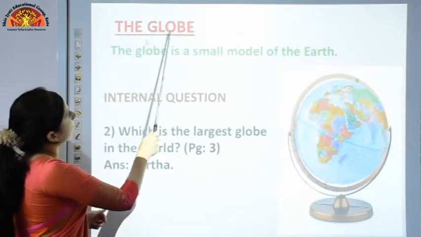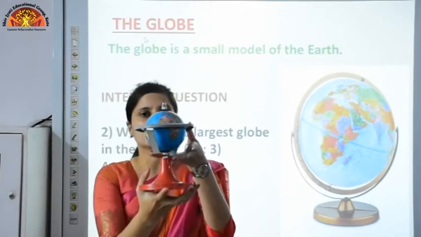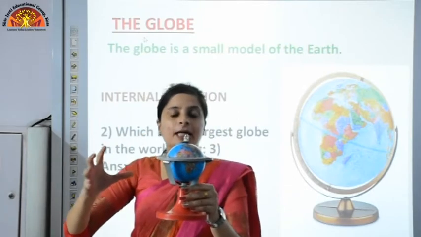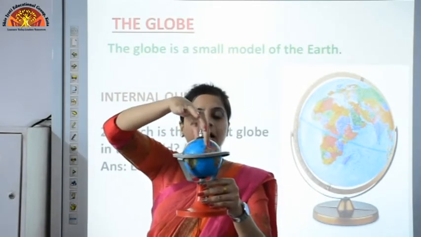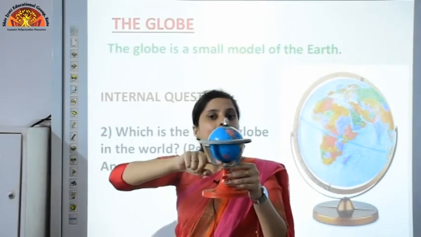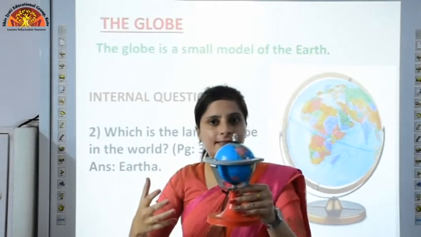Now we will discuss the globe. You know that a globe is a small model of the earth. Here you can see this small model of the earth, the globe, and you cannot see the whole globe at once. So you have to rotate it along the line which passes through it, and this line is called the axis. In the same way, the earth also rotates around its axis.